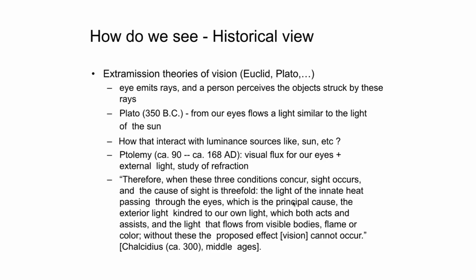The first one is the light of the innate heat passing through the eyes, which is emitted from our eyes. The second one is the exterior light kindled to our own light. They're assuming some kind of fusion between our light and the light of the external entity that we are focusing on. And the third one is the light that flows from visible bodies, for instance, flame or color.